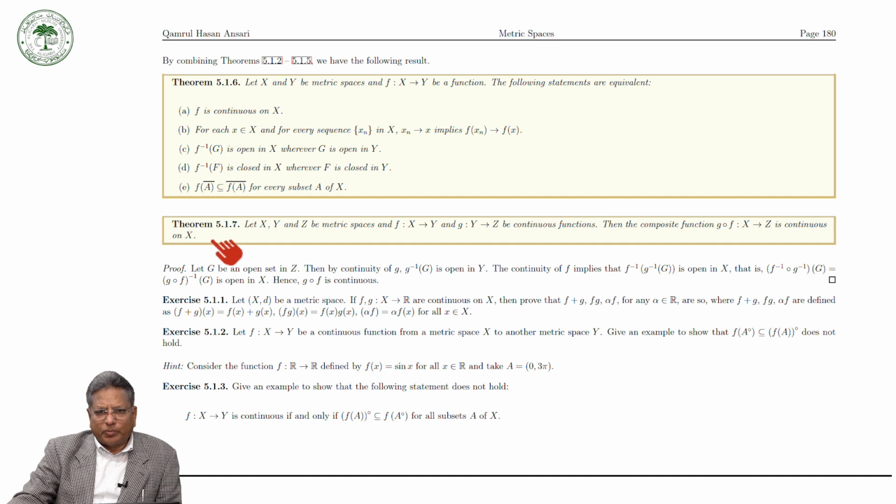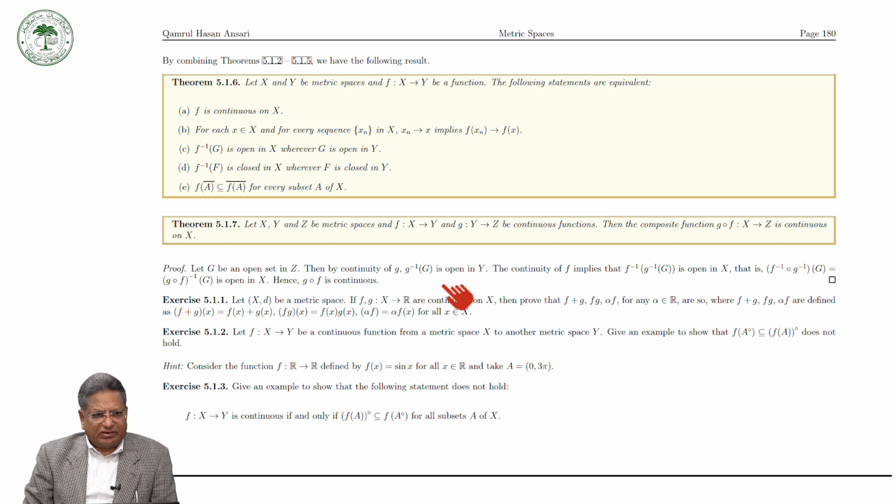You can take any open set here and prove that the inverse image of the open set under this composition is open in X. So let G be an open set in Z. Then by continuity of G, the inverse image of G is open in Y. And then by continuity of F, F inverse of G inverse of G is open in X. And therefore, G composition F whole inverse of G is open in X, and therefore G composition F is continuous. So this is a very simple one.